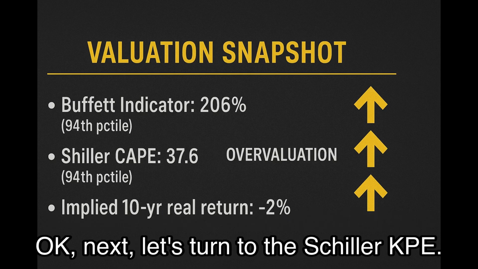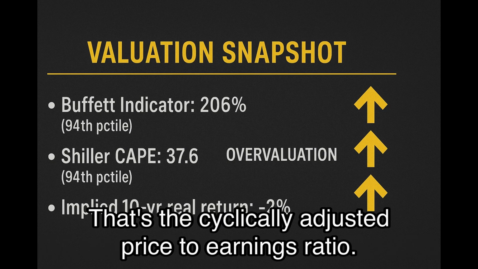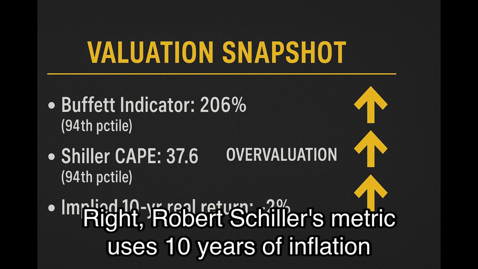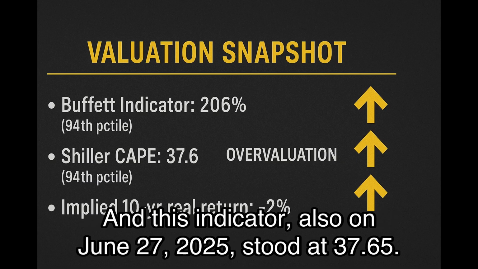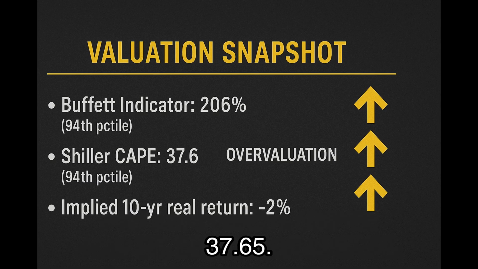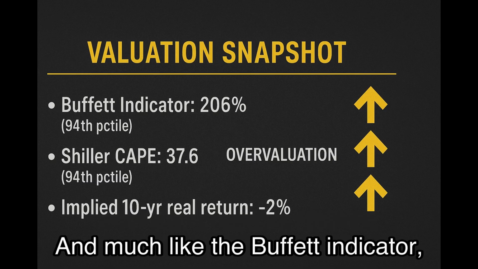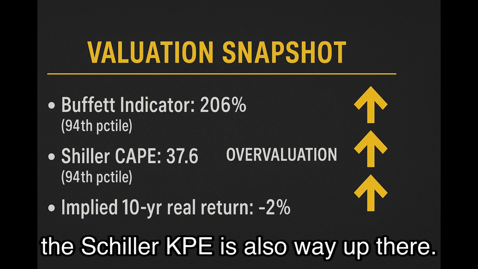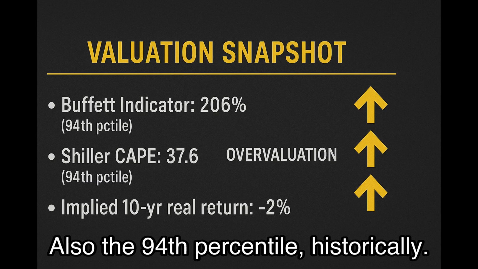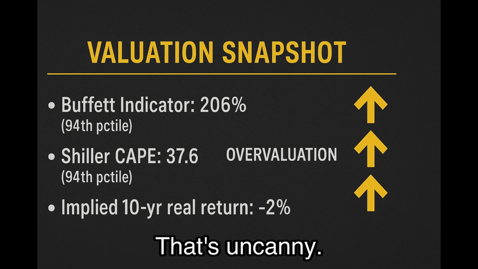Okay, next, let's turn to the Shiller CAPE. That's the cyclically adjusted price-to-earnings ratio. Right. Robert Shiller's metric uses 10 years of inflation-adjusted earnings. And this indicator, also on June 27, 2025, stood at 37.65. 37.65. And much like the Buffett indicator, the Shiller CAPE is also way up there, also the 94th percentile historically. Same percentile. That's uncanny. It is quite striking.